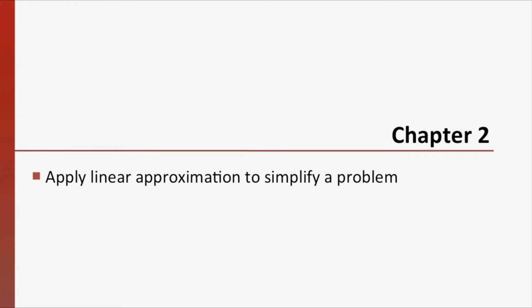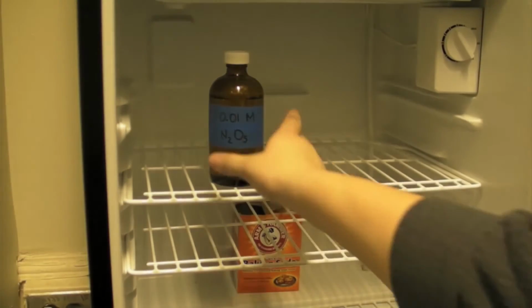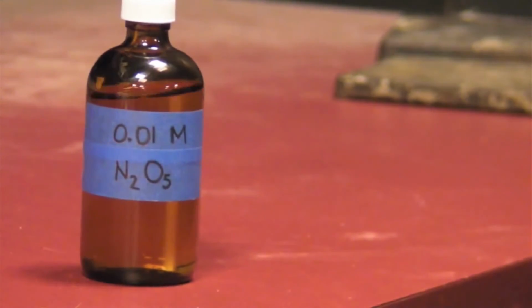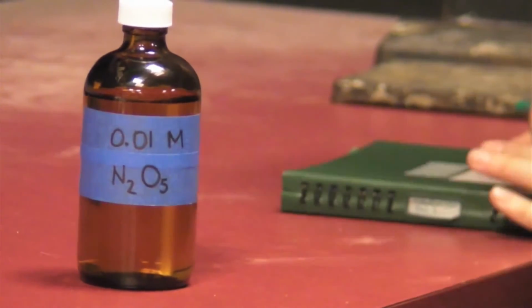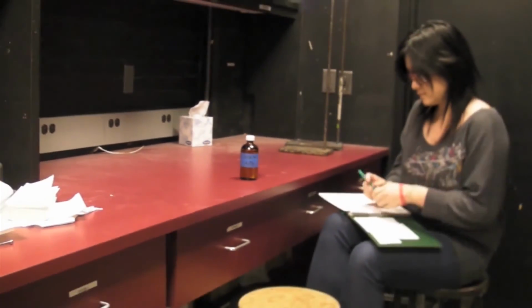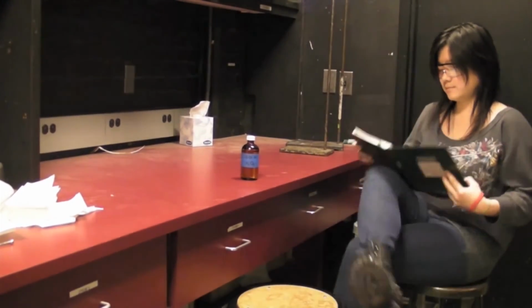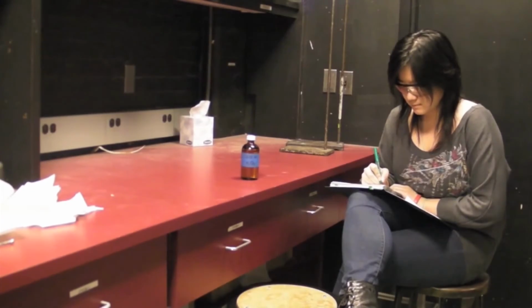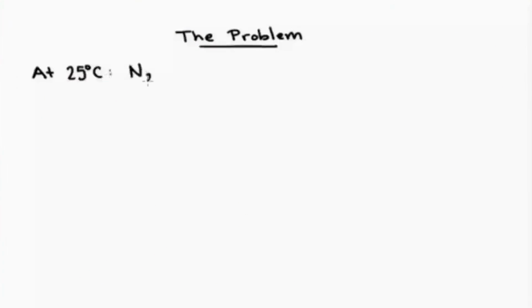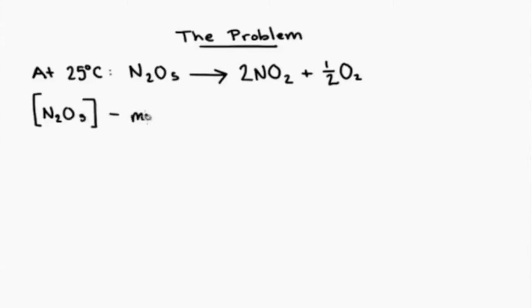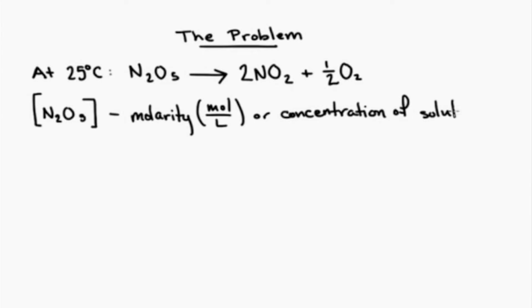Let's see how we can apply a linear approximation to simplify a problem. Let's suppose you are participating in undergraduate research in a chemistry lab. You've been using a 0.01 molar solution of N2O5, and you bring it out of the refrigerator at 9 a.m. Monday morning, and promptly forget about it, leaving it on the counter in the lab, which is 25 degrees Celsius. When you realize you left the solution out, 1 hour has passed. You panic. The problem is that N2O5 decomposes into NO2 and O2 at room temperature. If the molarity of the solution has changed significantly, it might ruin your experiments.